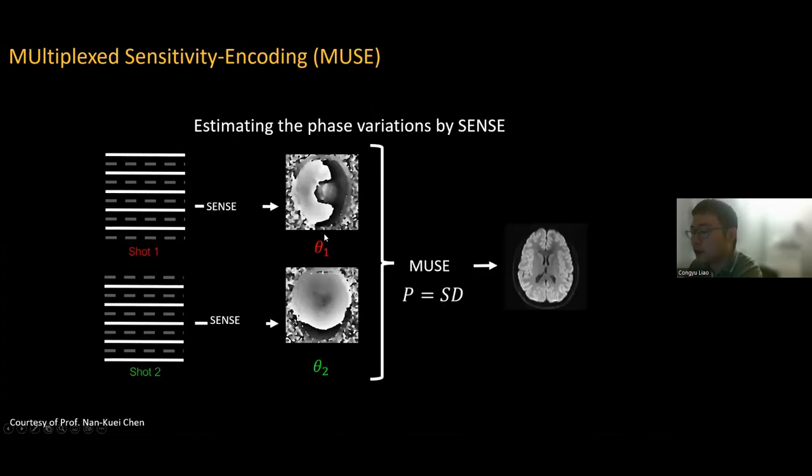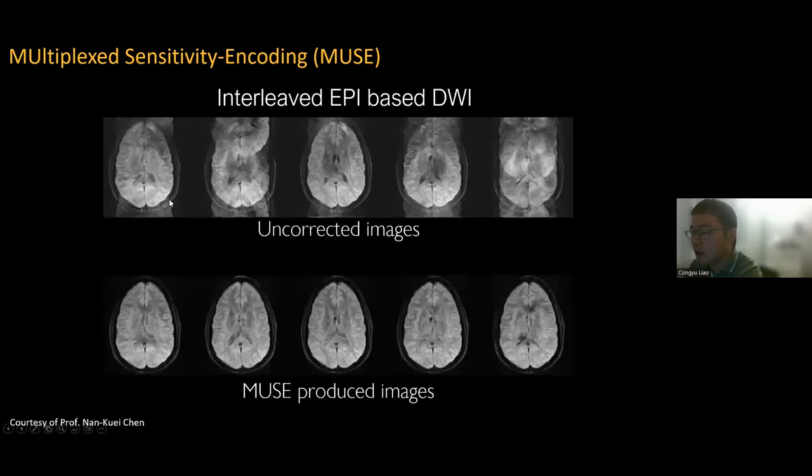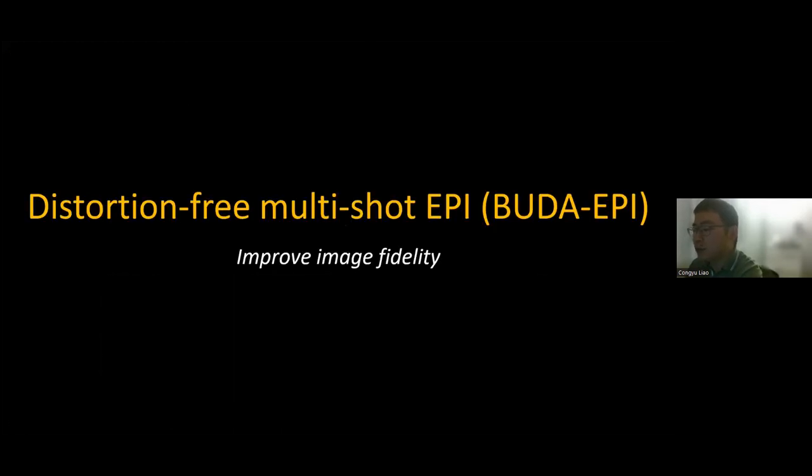The MUSE technique first uses conventional SENSE with a total variation constraint individually to estimate the background phase among multiple shots, and then jointly reconstructs the signal simultaneously from all segments of the interleaved EPI. So with the MUSE technique, the shot-to-shot phase variation induced artifacts can be eliminated, which enables higher resolution diffusion acquisition compared to the single shot EPI. With this multi-shot EPI acquisition, the distortion is much mitigated. However, if we further push the resolution to submillimeter, there is still image distortion at B0 inhomogeneity areas. So I will talk about the distortion-free multi-shot EPI with blip up and down acquisition, termed BUDA EPI, to further improve the imaging fidelity.